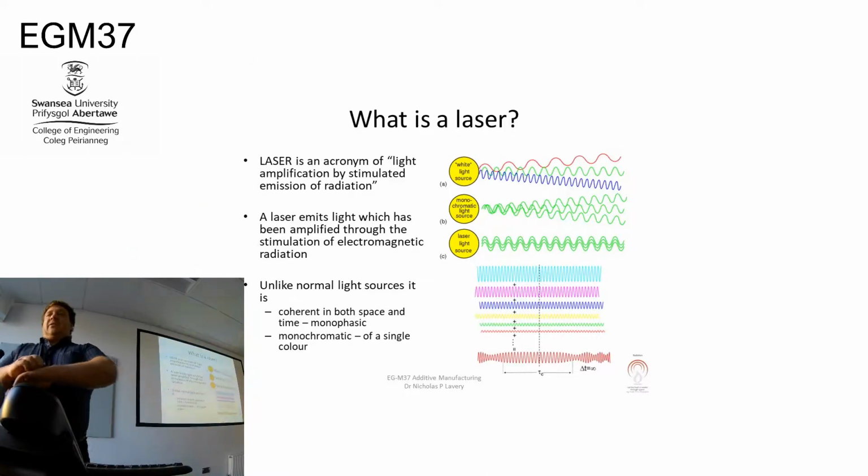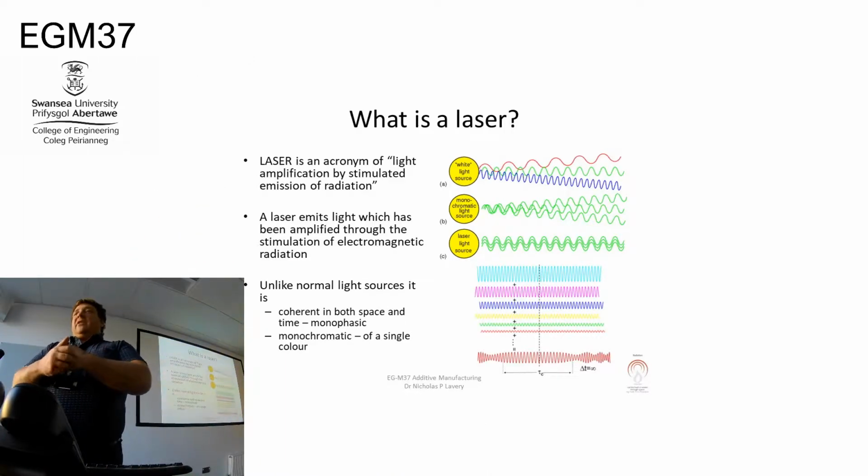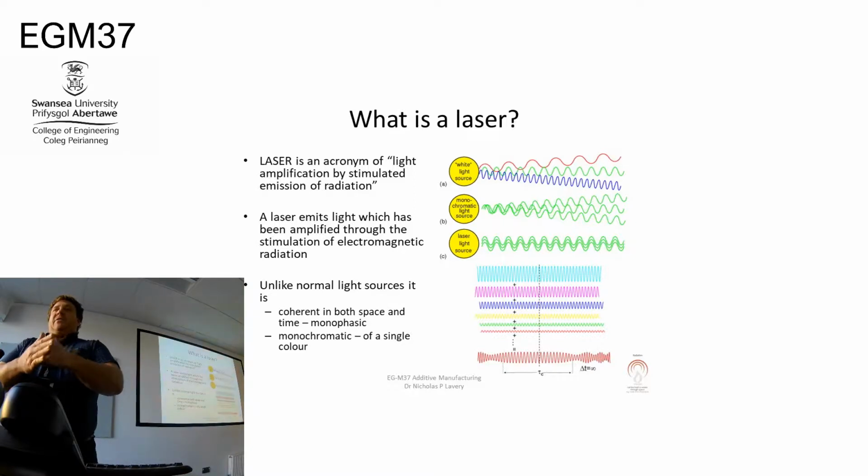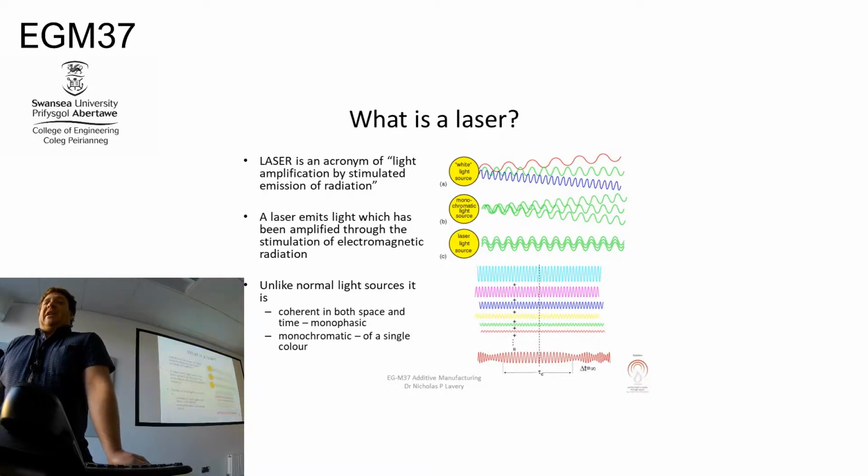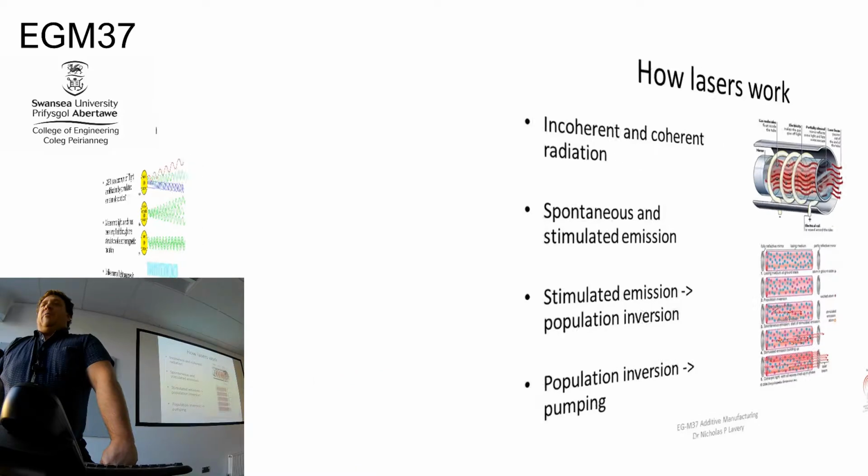So laser stands for light amplification by stimulated emission of radiation. And it's different to white light because it's monochromatic and coherent. What we mean by that is that the wavelengths of the light coming out of it are in the same phase, both temporally and in space. It's monochromatic: it has one single color.